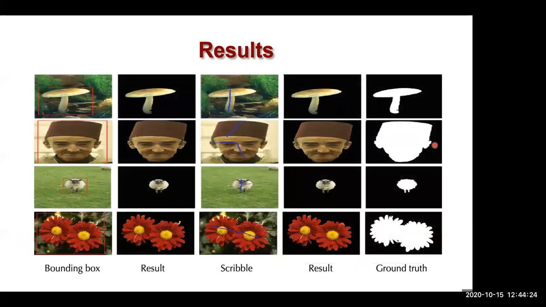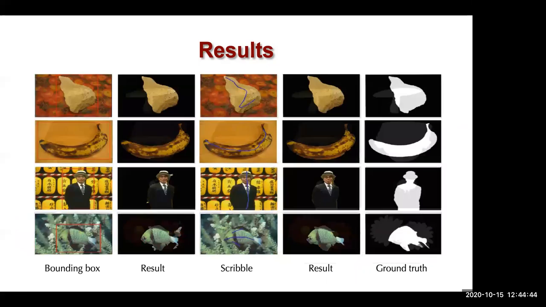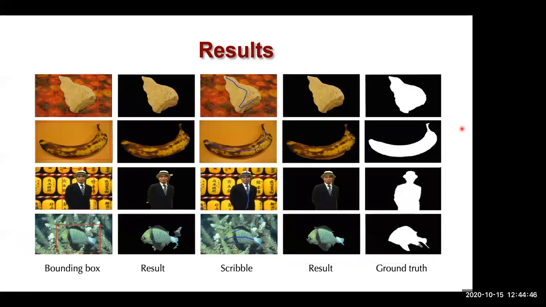And here are some examples of the results we got on these benchmark data sets. These are bounding boxes. This is ground truth, by the way. And this is bounding box based. And this is scribble based. And the algorithm is able to find the correct object very reliably. And these are other examples with bounding boxes and scribble.